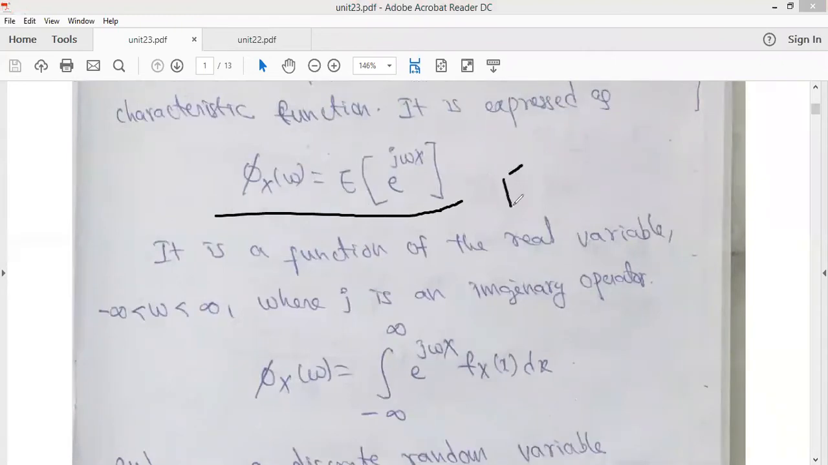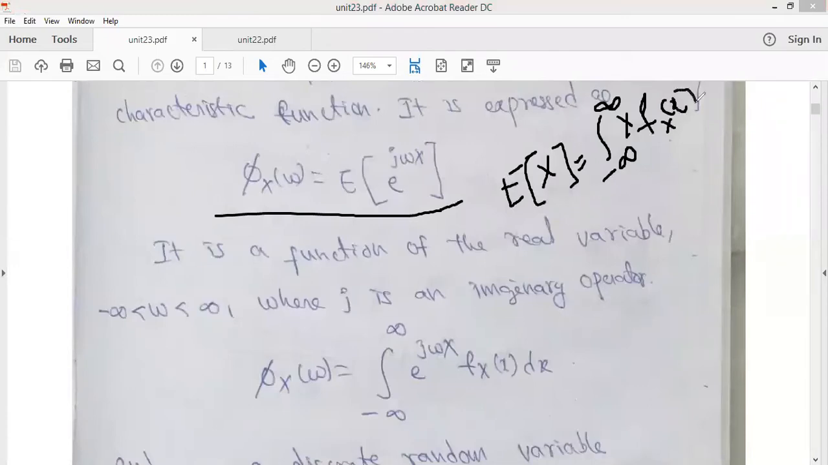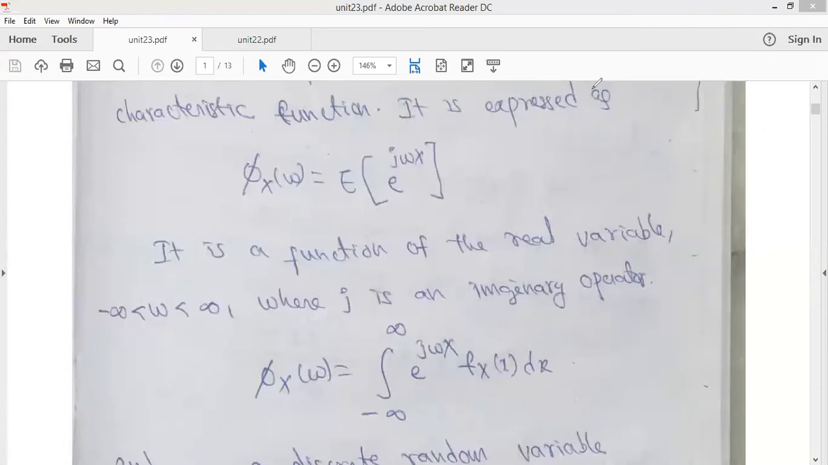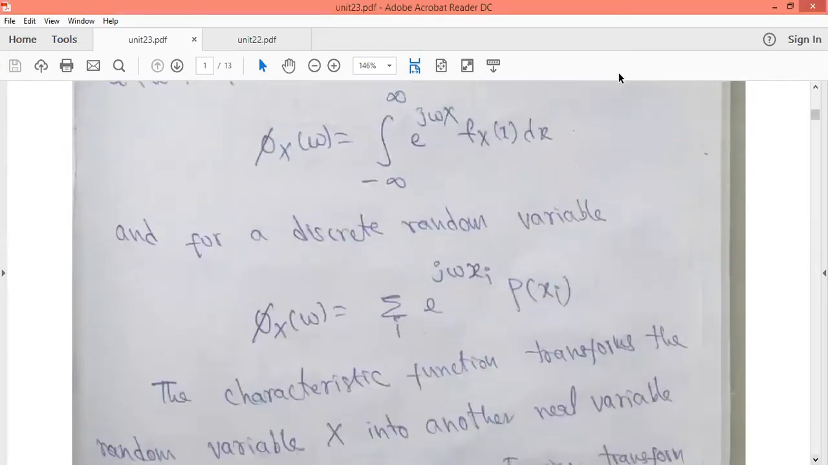So we know the formula of expectation. Expectation of x is equal to integral from minus infinity to plus infinity of x fx of x dx. So if you want to find the expectation of e power j omega x, now x will be replaced with e power j omega x. So the characteristic function will be given as the integral from minus infinity to plus infinity of e power j omega x fx of x dx.